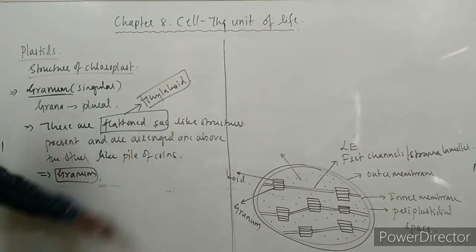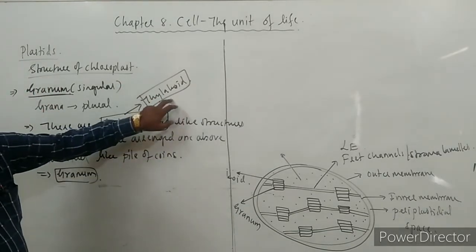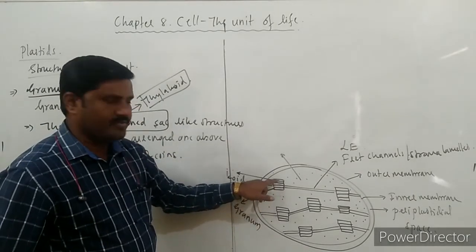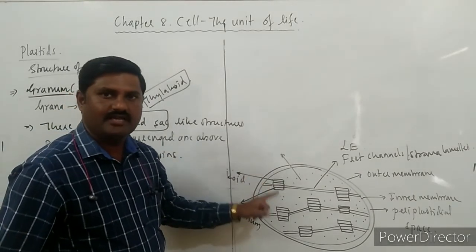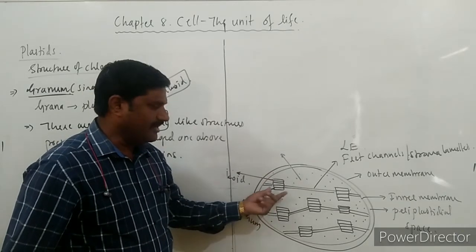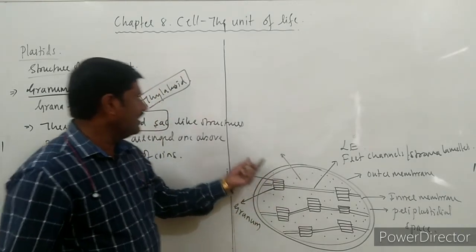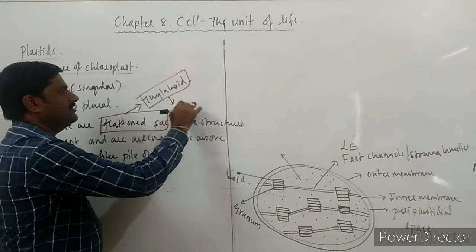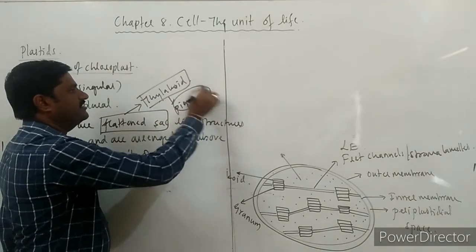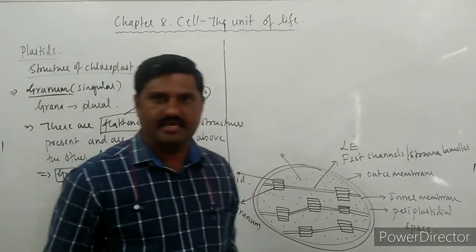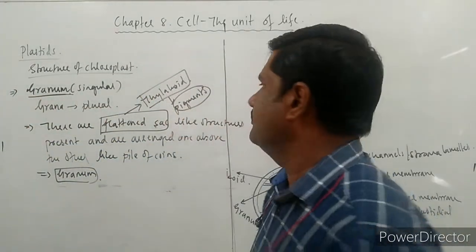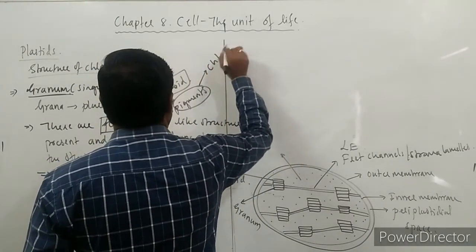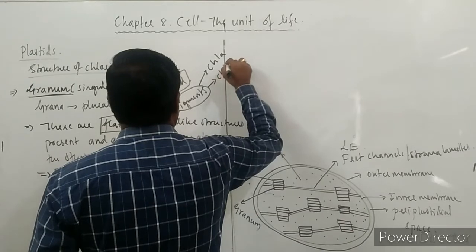And so these thylakoids are flattened structures which are arranged one above the other just like a pile of coins. They are called thylakoids, and they mainly consist of a number of pigments within themselves. The main pigments are chlorophyll A and chlorophyll B.